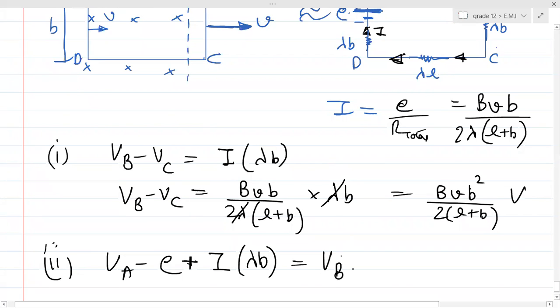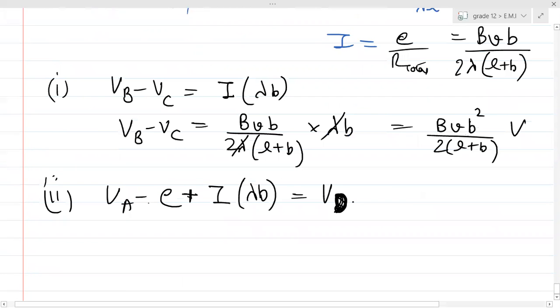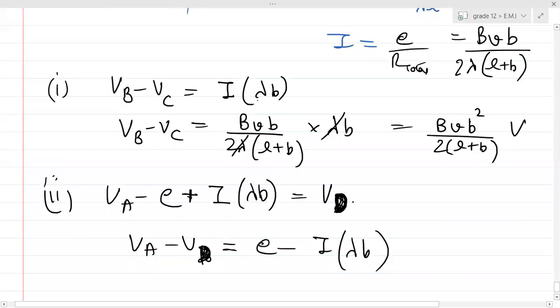So from here, VA minus VD will be equal to E minus I into lambda B. I into lambda B is basically this only, right? Yes or no? I is basically this, right?